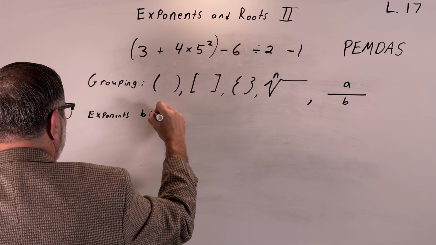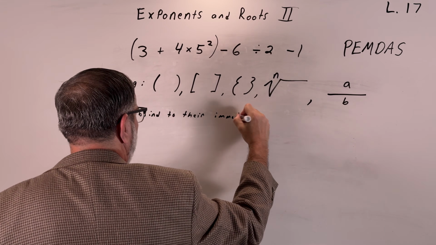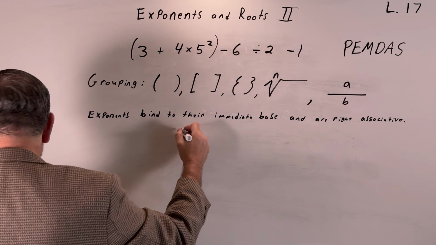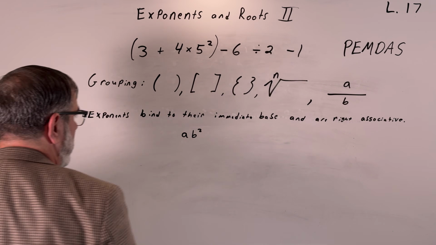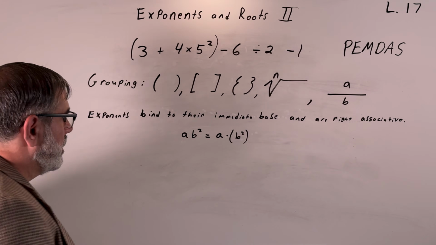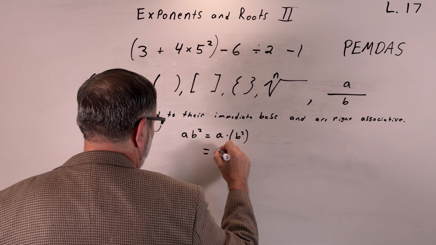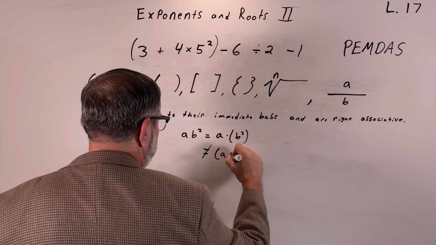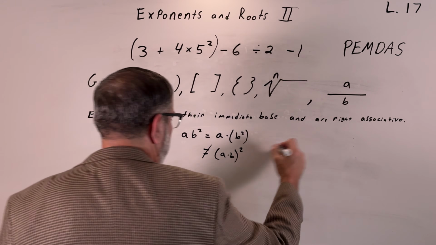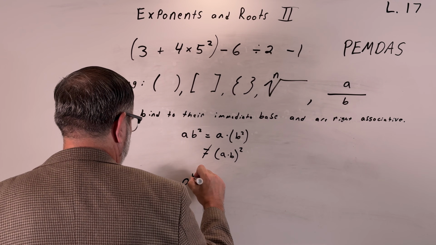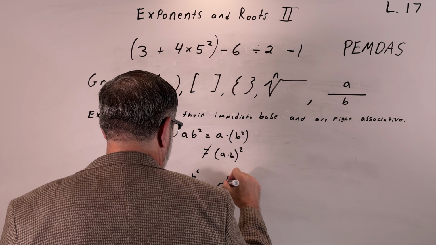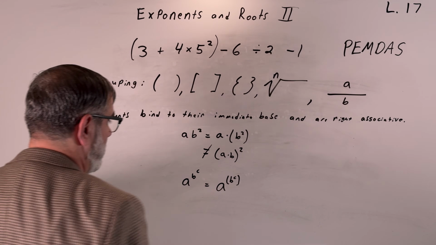Exponents bind to their immediate base and are right associative. So what do I mean by that? Well, if we had a b squared, this is equal to a times b squared. It is not equal to a times b, all squared. Similarly, a raised to the b power raised to the c power is equal to a raised to the b raised to the c power.